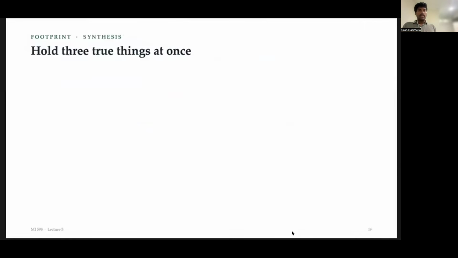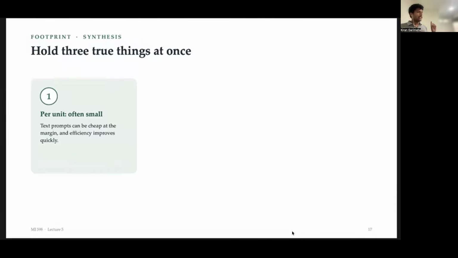Okay, so just to quickly summarize this environmental section: water, electricity, carbon footprint, and political local impacts. These three things can hold true at once. So first is that per unit, these effects might be very small, and there might be efficiency improvements that make it even cheaper. Your efficiency estimates from 2023 may not even be valuable or reasonable today. So this one is true. This is correct. Per unit effects are very small.